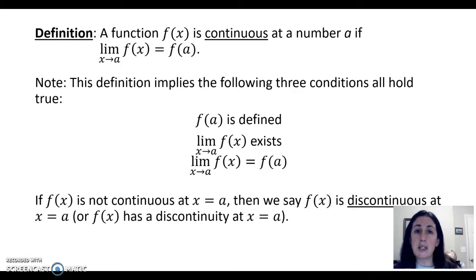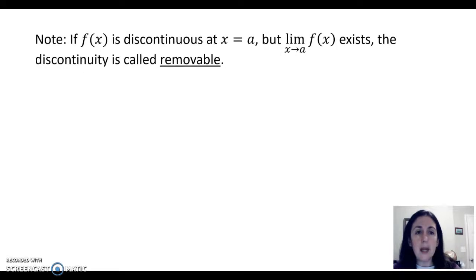Now, if a function is not continuous at a, then we say that f of x is discontinuous at a, or we say that f of x has a point of discontinuity at x equals a. Now, if f of x is discontinuous at x equals a, but the limit exists, which means your upper and lower limits match, they meet at that same point, well, then the reason your function would not be continuous is because that limit does not equal your function evaluation. That is called a removable discontinuity.